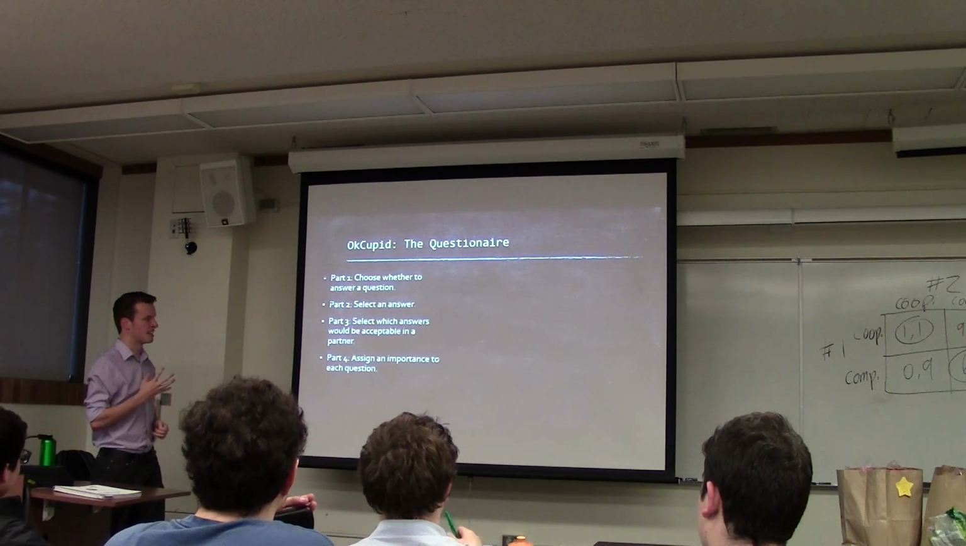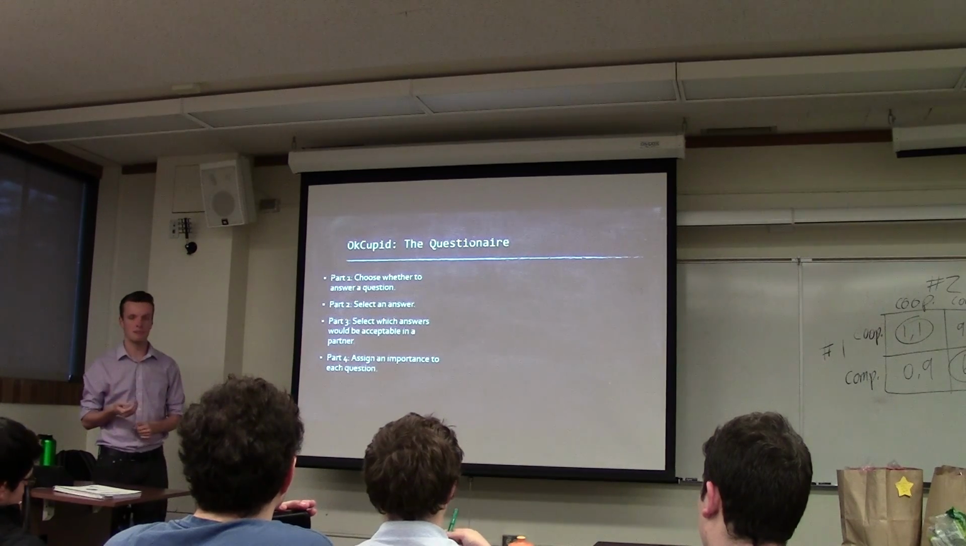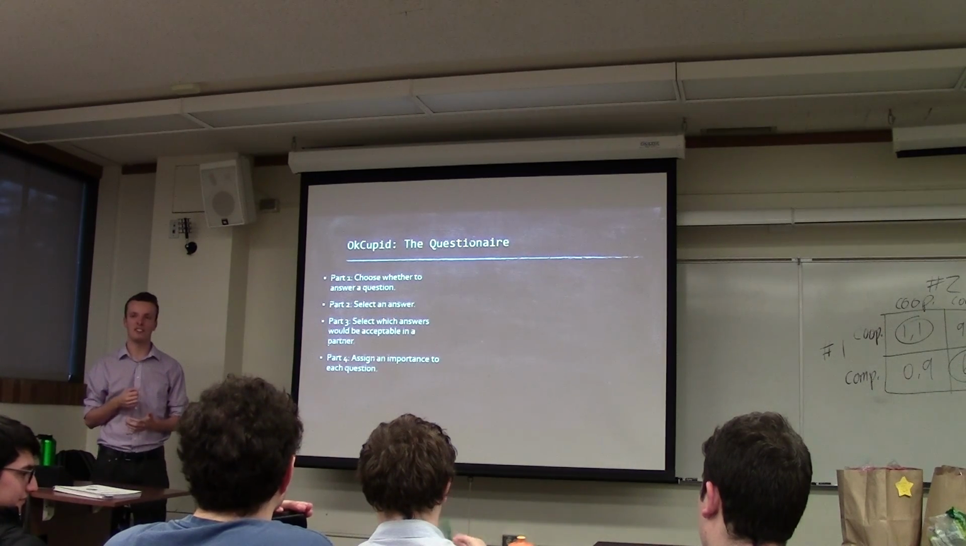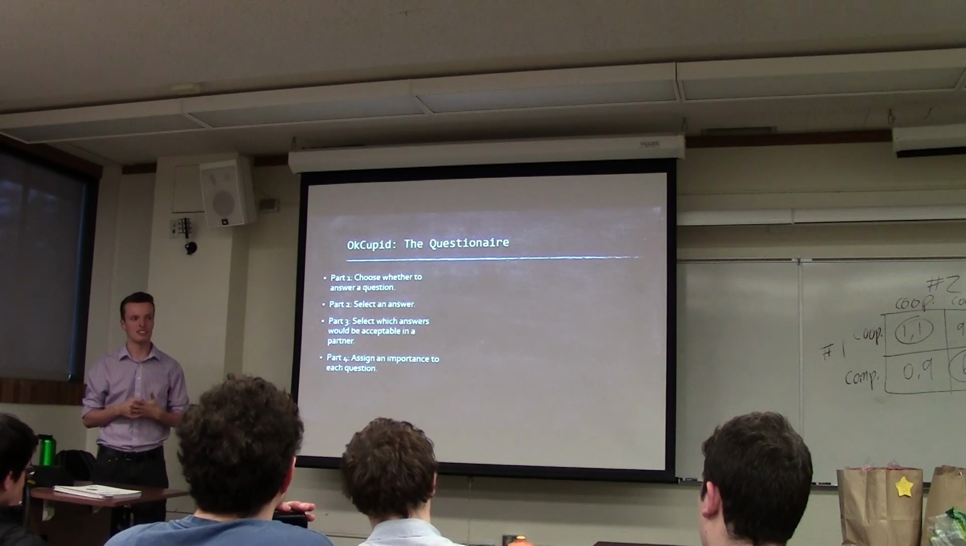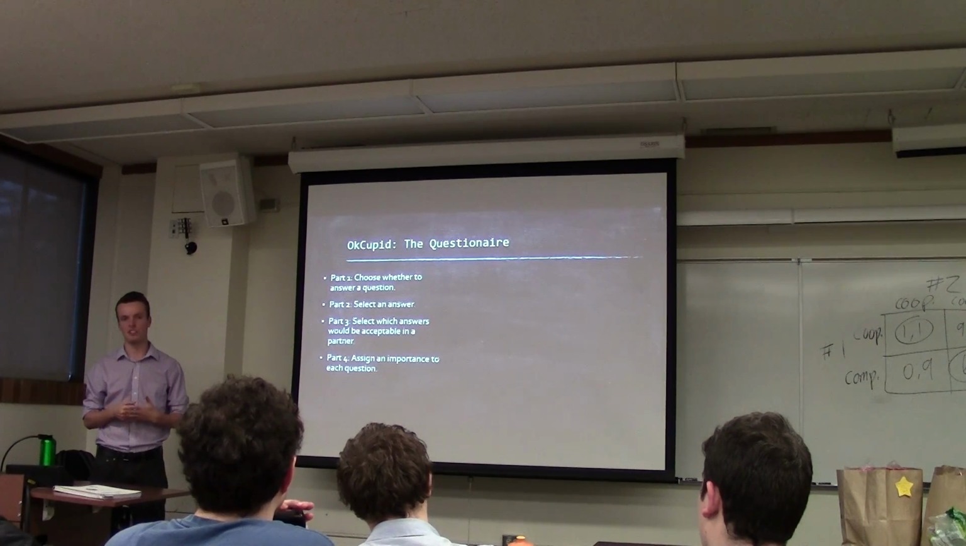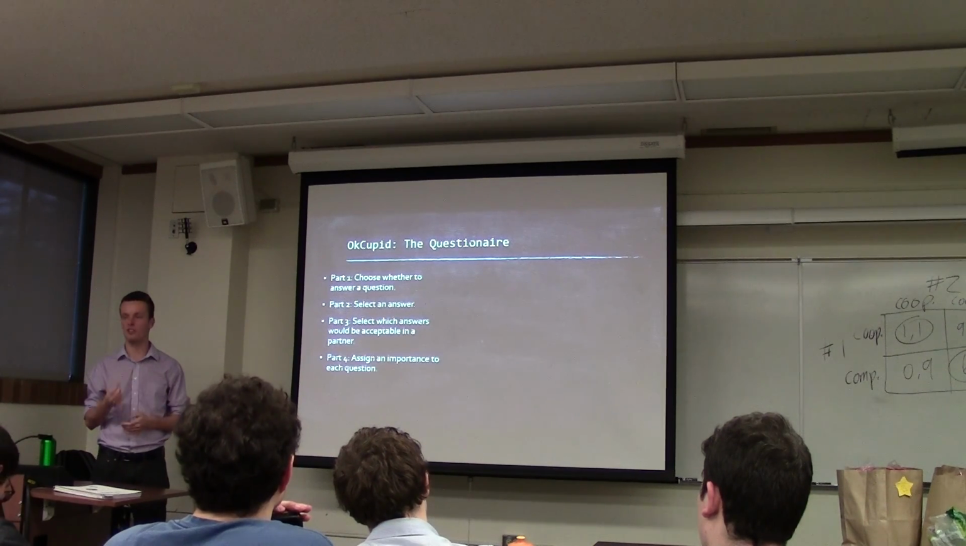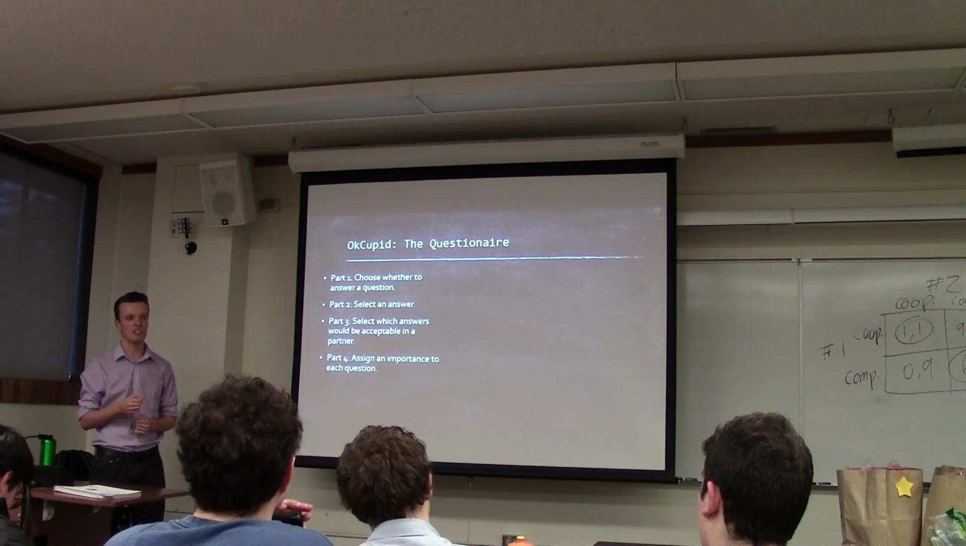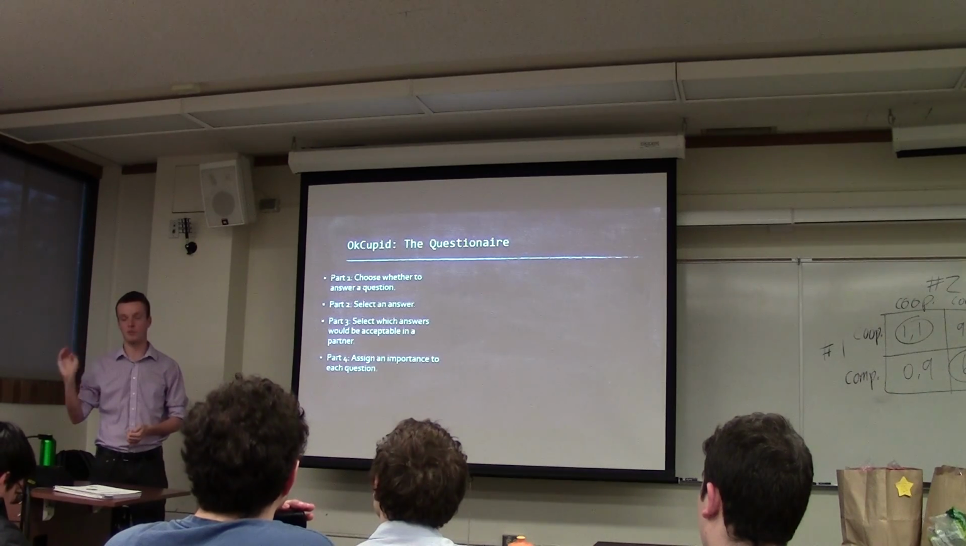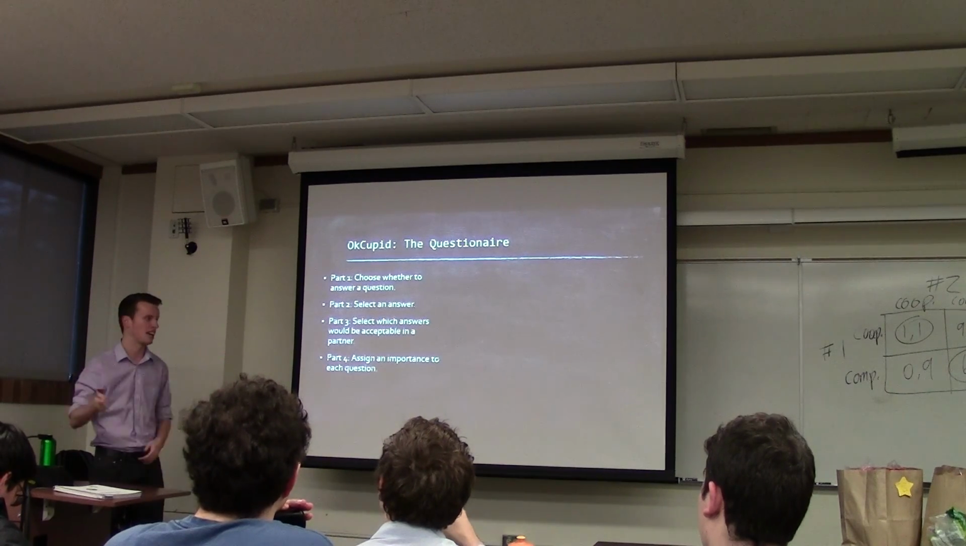The third part is you select which answers would be acceptable in a partner. Keep in mind that there can be multiple acceptable answers, just not all of them can be acceptable. For example, if there are 3 answers, you can make 2 of them acceptable in a partner, and the third one unacceptable. If you make them all acceptable, the algorithm can't use that information, so it just throws that question away and treats it like you didn't answer it. So it's kind of a waste of your time.